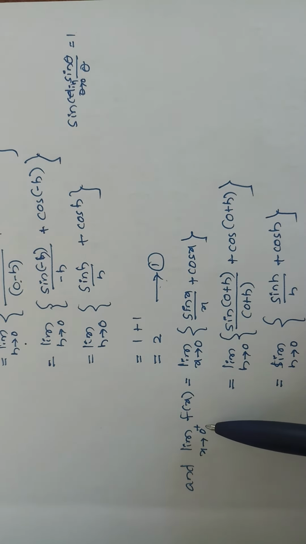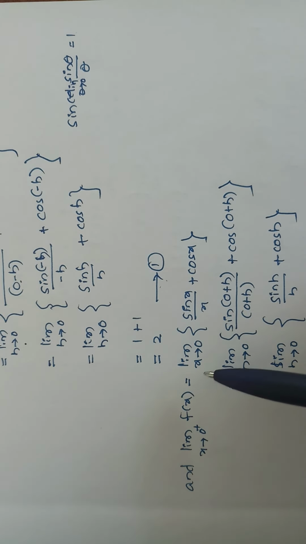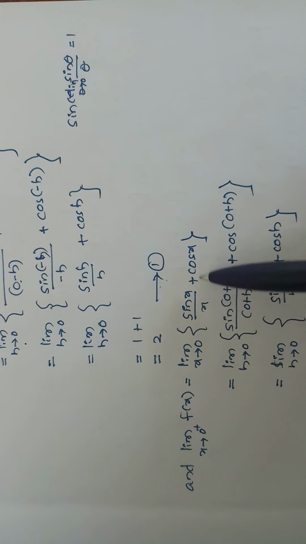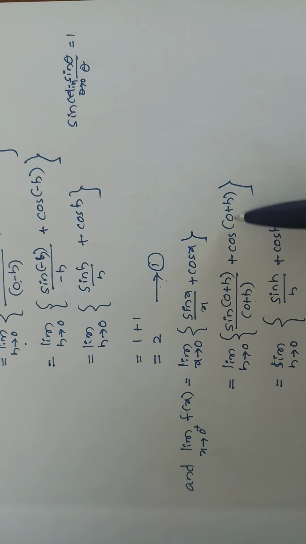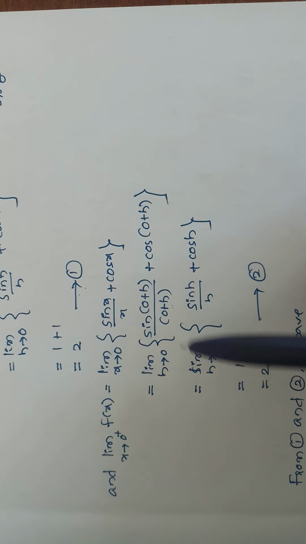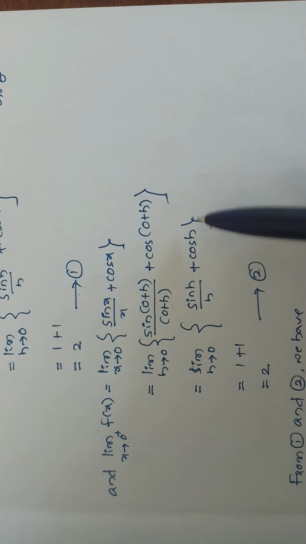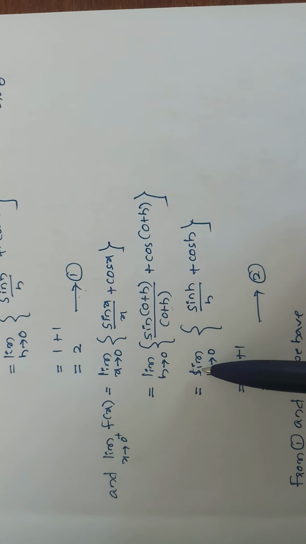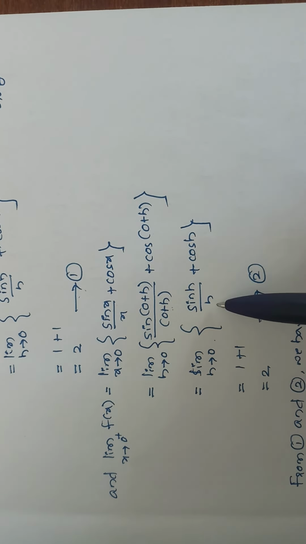Now we check the right hand limit. That is limit x tends to 0 of sin x by x plus cos x, where x is 0 plus h. So sin of (0 plus h) divided by (0 plus h) plus cos of (0 plus h). It becomes limit h tends to 0 of sin h by h plus cos h. So limit h tends to 0 of sin h by h is what?